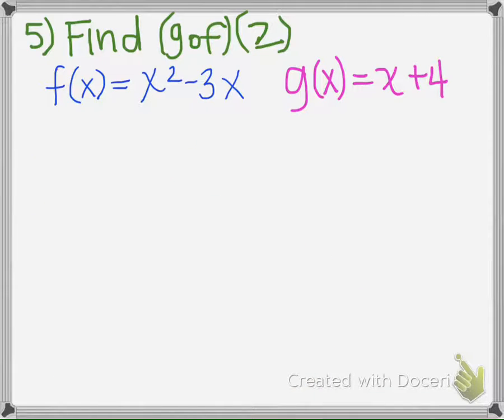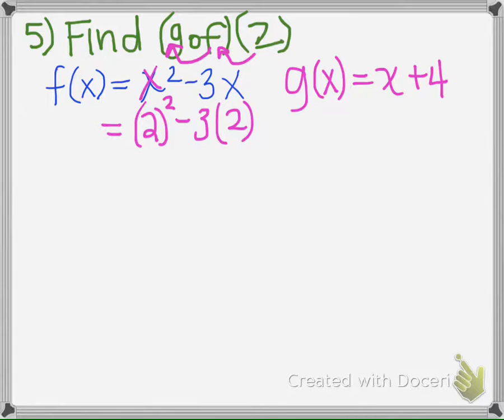Alright, in problem 5, we're asked to do another function composition. So this time it's g of f, and it's g of f of 2. So what that means is we have to plug in function f for g. We could do that first, or what we could do is plug in a 2 for f. So instead of the x's here, we're going to plug in a 2. Solve this out.